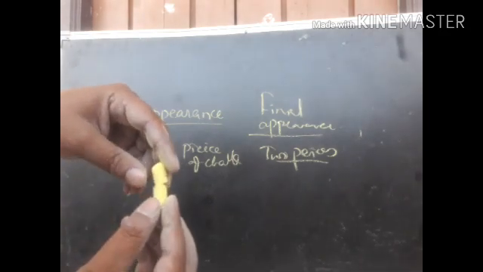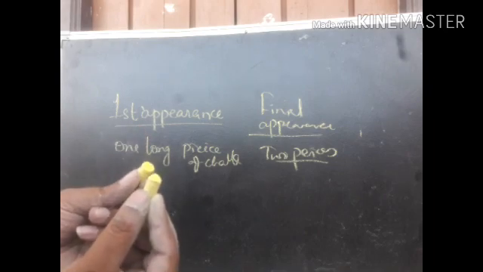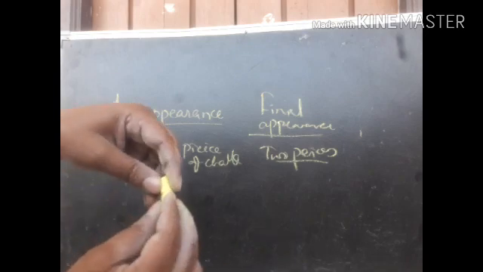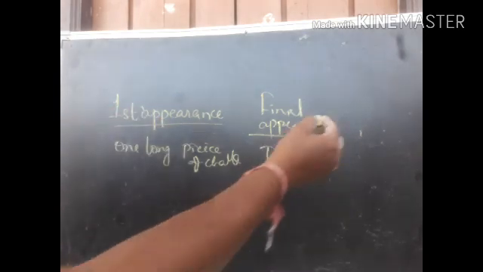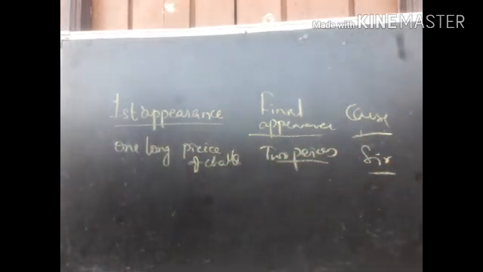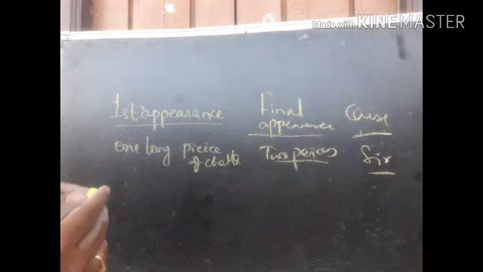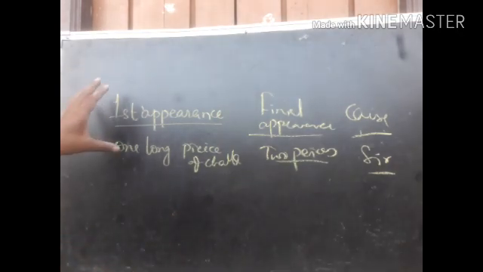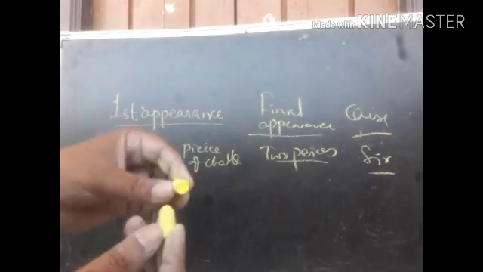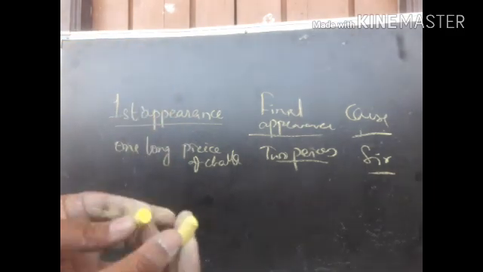But why does this long piece become two pieces? Because I have broken it. Right? So the cause is me. The cause is that Sir broke the chalk piece into two pieces. Have you understood? So then only can we say there is a change. Before that there is no change. Now it is a change. It becomes two.